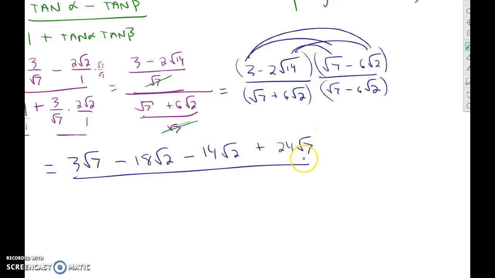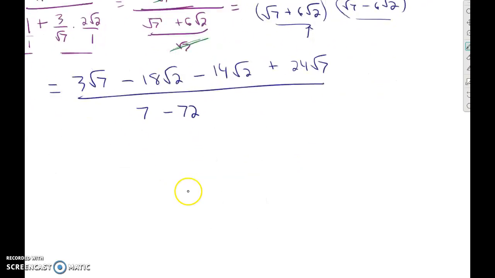I maybe should be taking a few more steps to do this, but the difference of squares: a plus b, a minus b, square the first, 7, minus square the second. 6 squared is 36. Square root of 2 squared is 2. 36 times 2 is 72. Goodness.